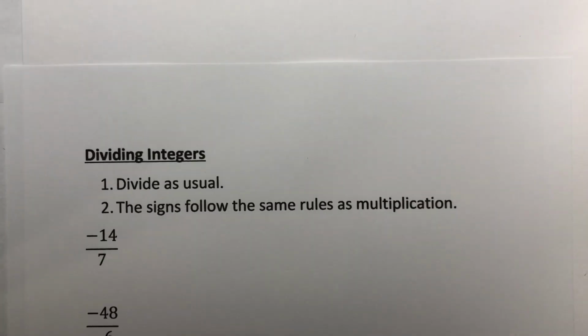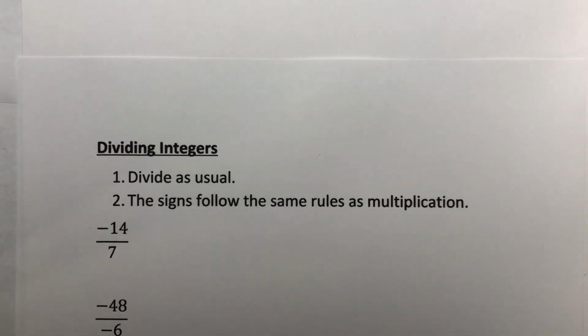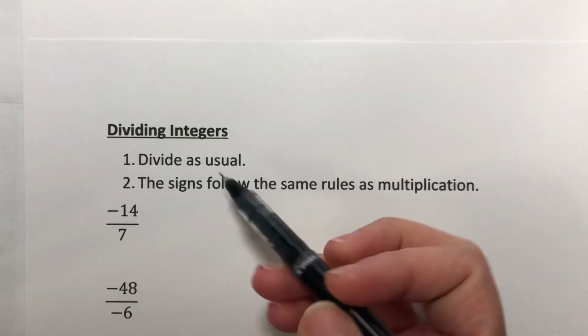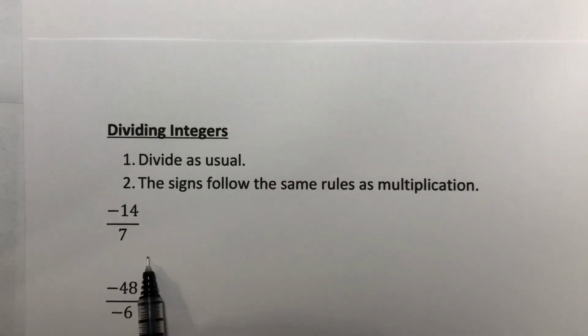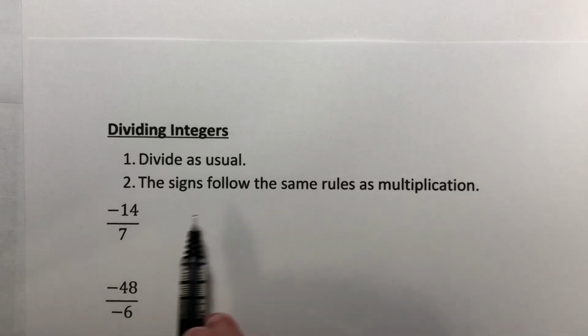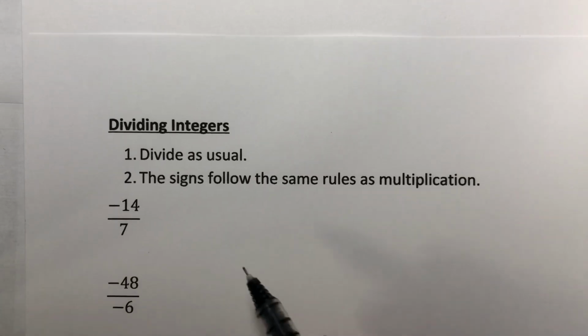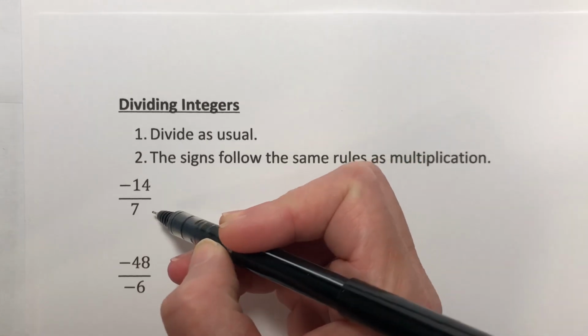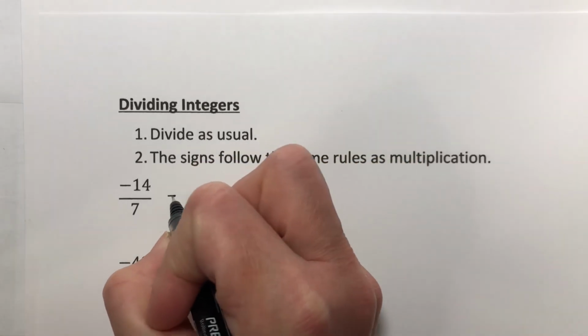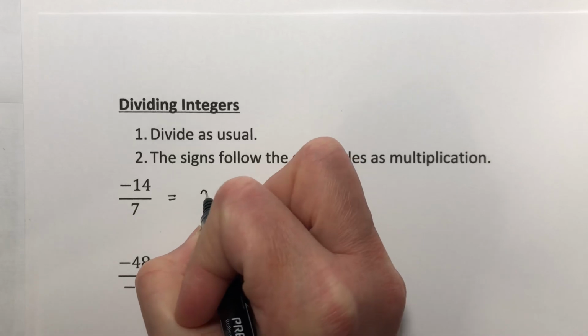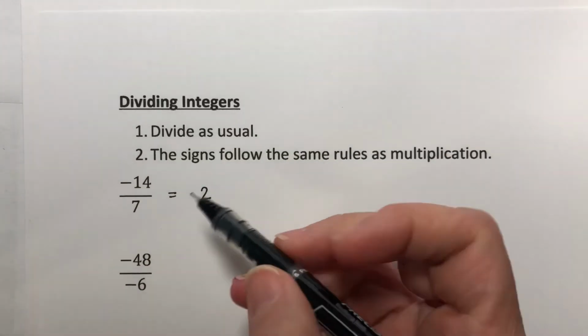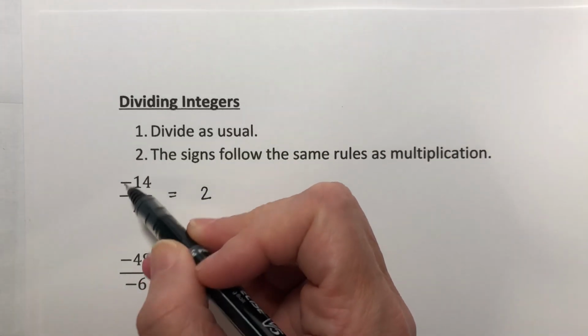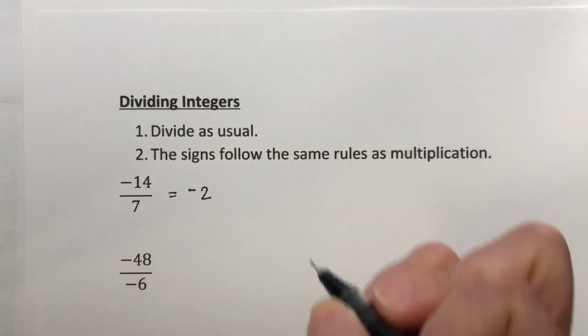Okay, now we have basically the same rules for division. We divide as usual, and our fraction bars are divisions, and then we just decide the signs exactly the same way. So right here, I have -14 divided by 7. First divide 14 by 7 to get a 2, and then it's a positive and a negative, so they have opposite signs, so your answer is negative.